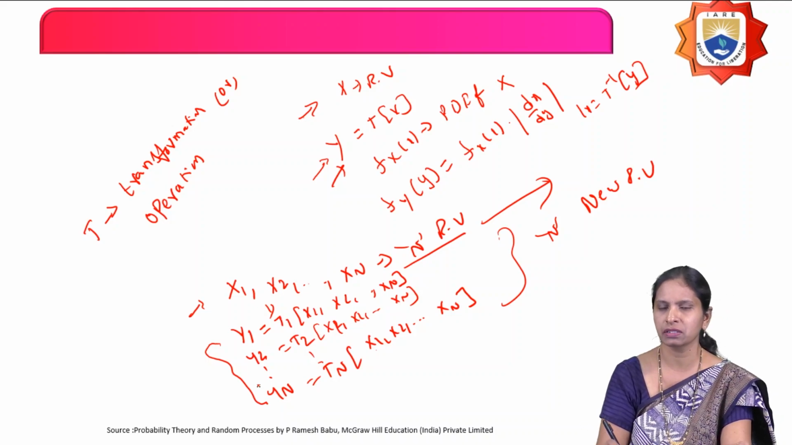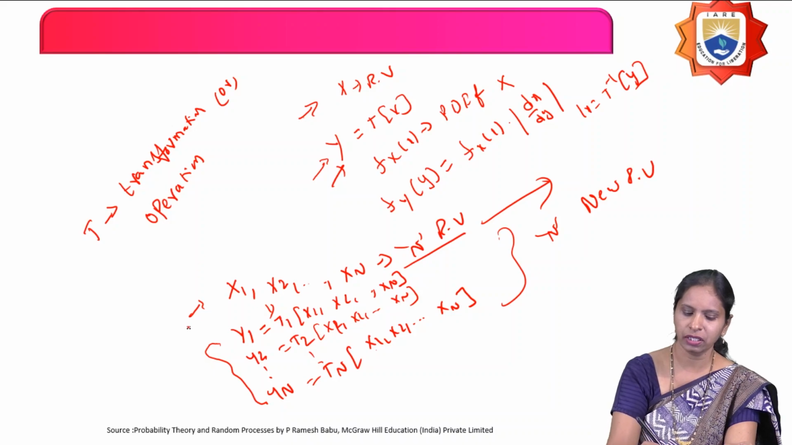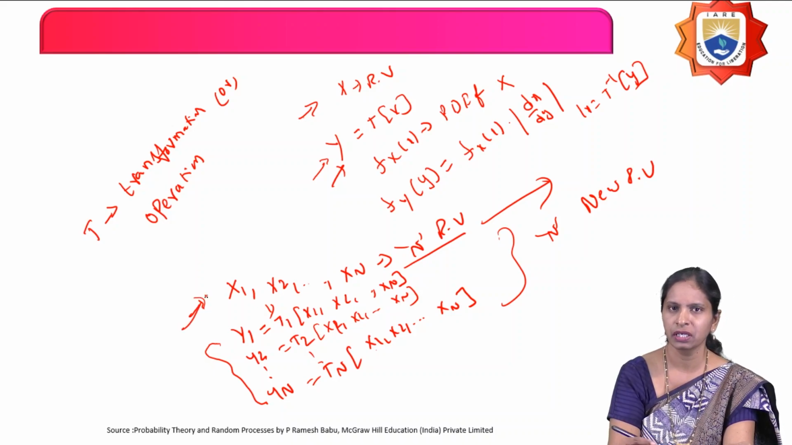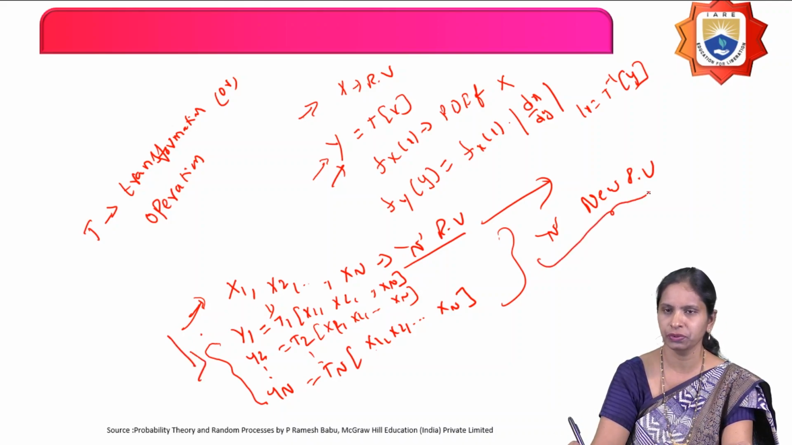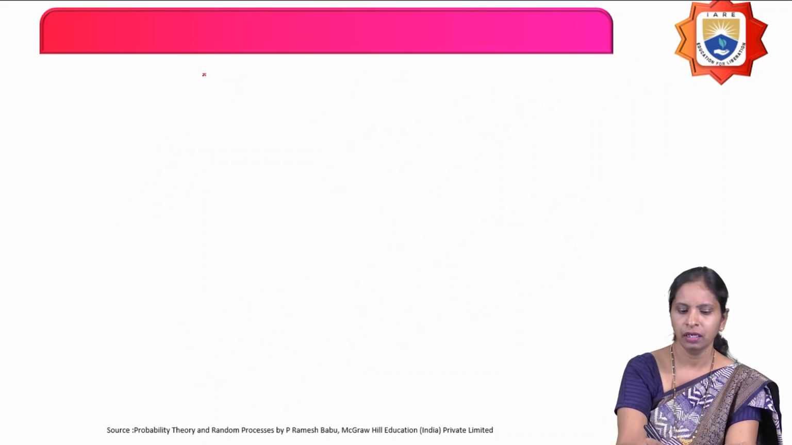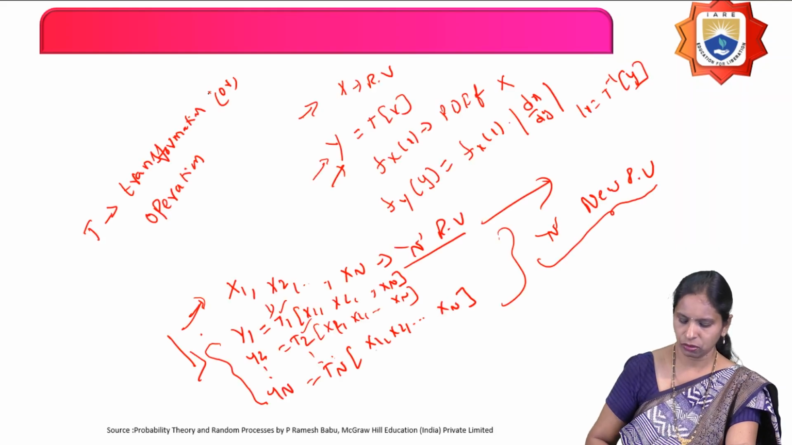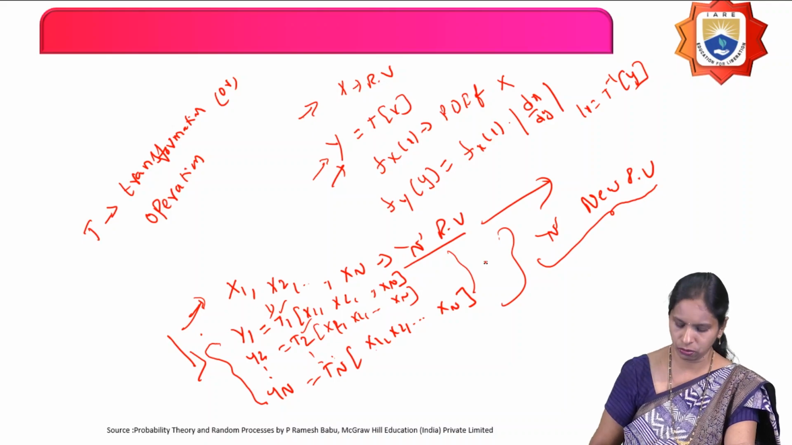So for the transformation of multiple random variables, you have to consider n random variables, and these n random variables have to be transformed into n new random variables by performing operations like t1, t2 and so on tn. And you can write this in matrix form. So you are writing these n equations into matrix form.